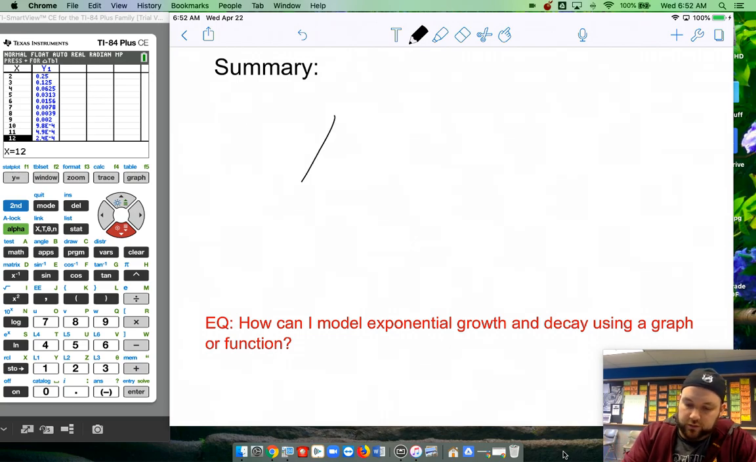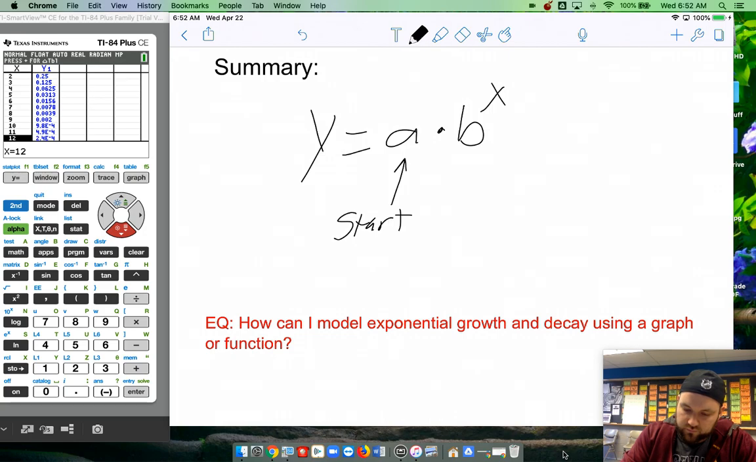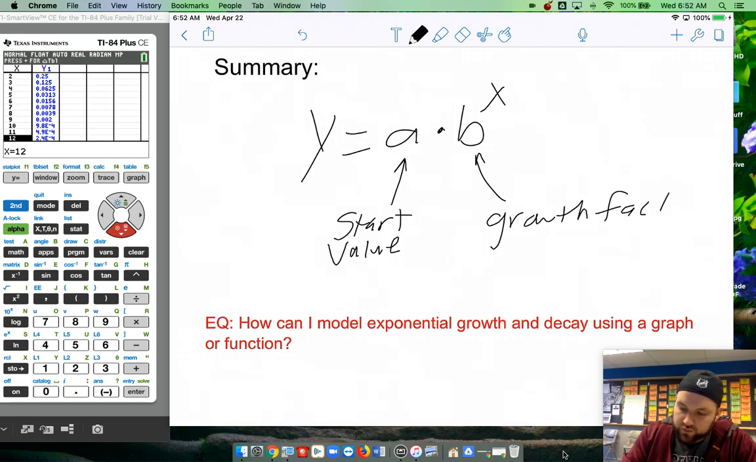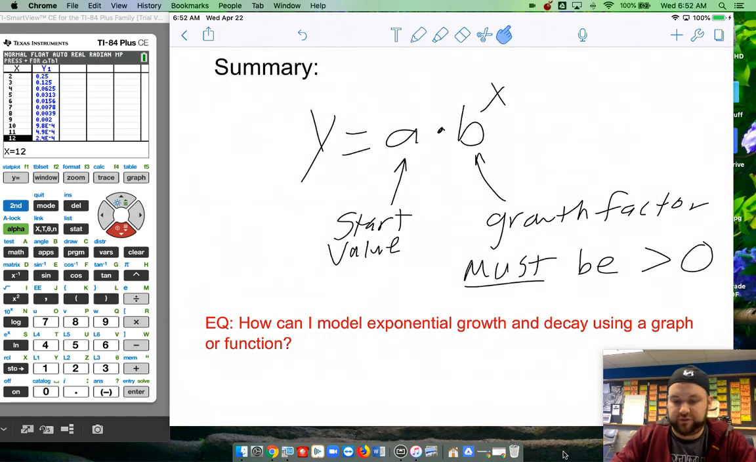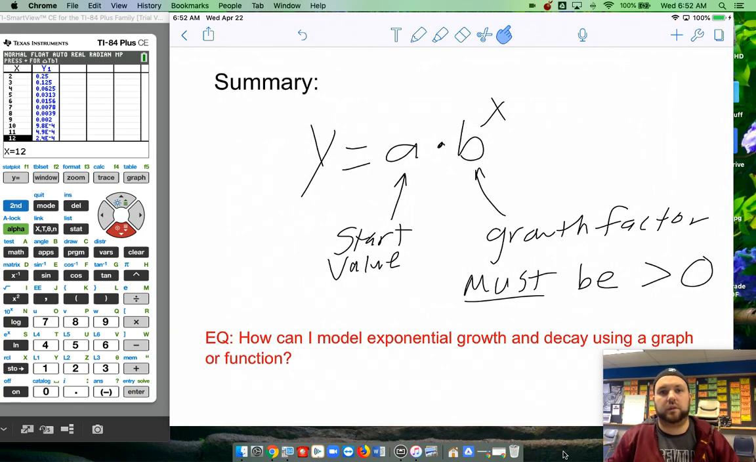So how can I model exponential growth and decay? A times b to the x. This is my start value. This is my growth factor. The one thing about the growth factor is it must be greater than 0. You cannot have a negative growth factor. Okay, that'll wrap it up. And yeah, now we're done.